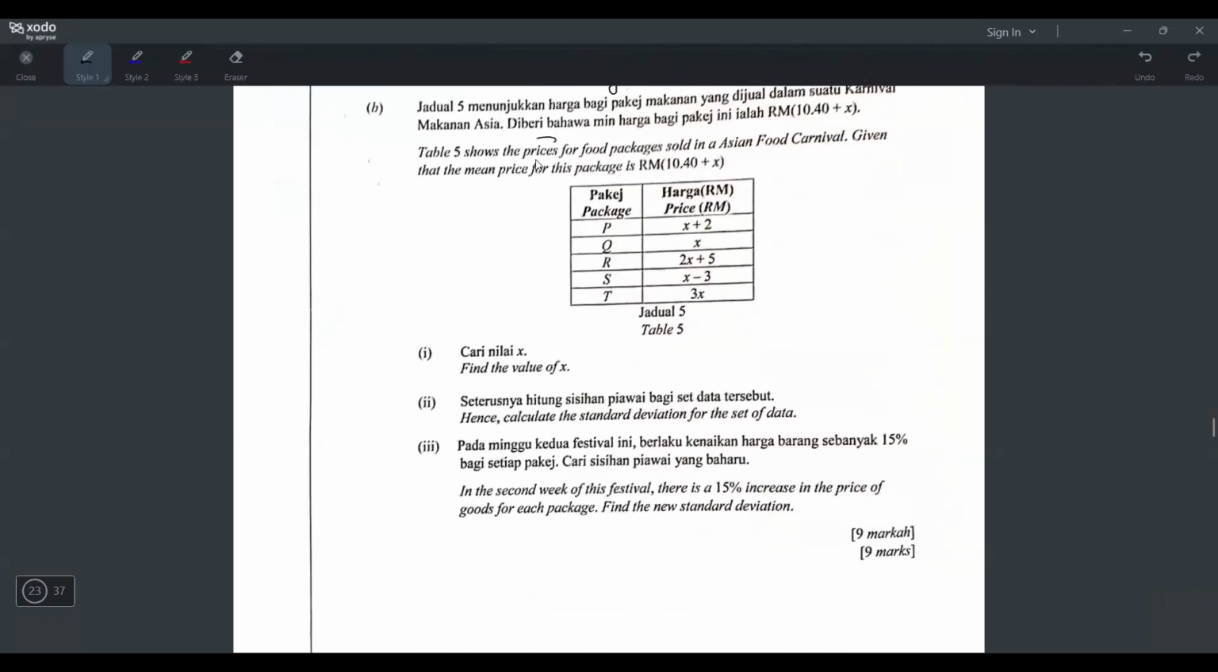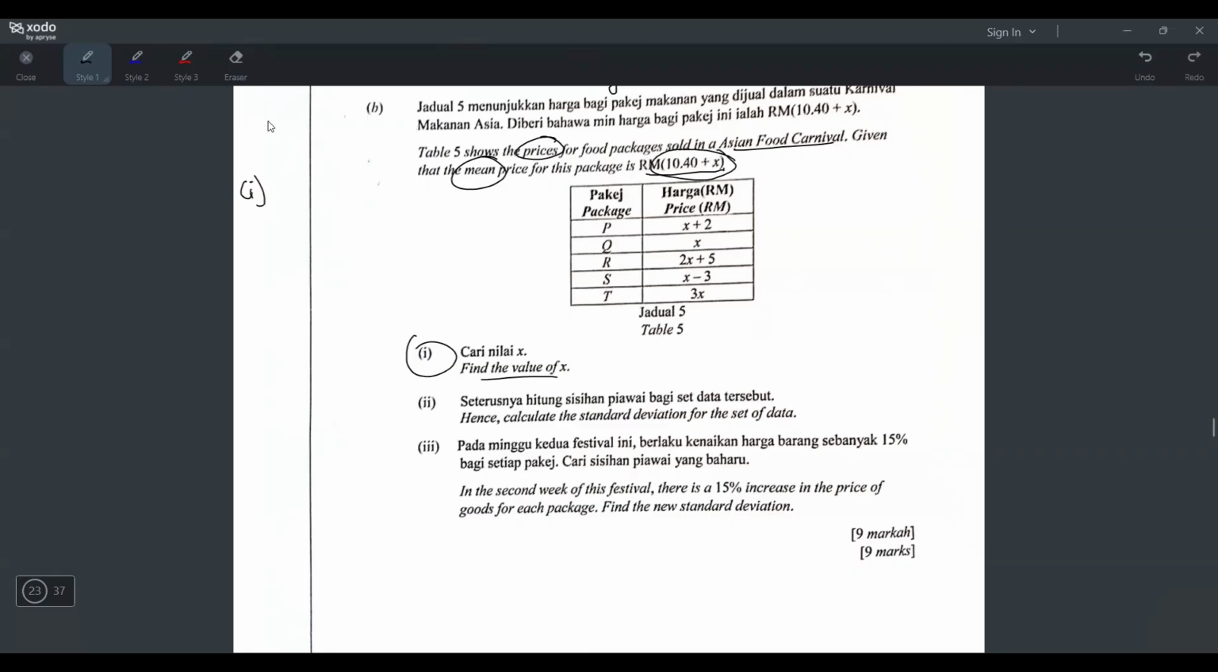B says table 5 shows the price of food packages sold in the Asian Food Carnival, given that the mean is 10.4 plus x. So they give us the mean, and then they give us this table, right? But in the table, they never give us the price; everything is in terms of x, right? And then for question 1, they say find the value of x. I think you have to use the mean information, right?